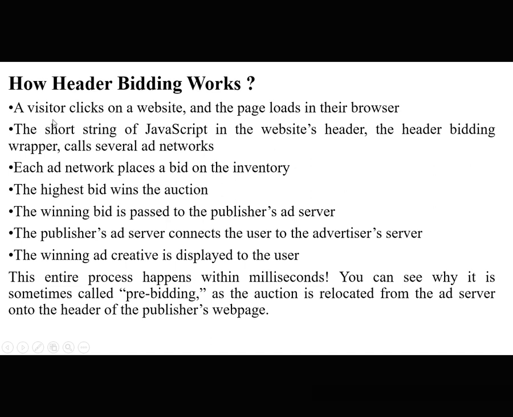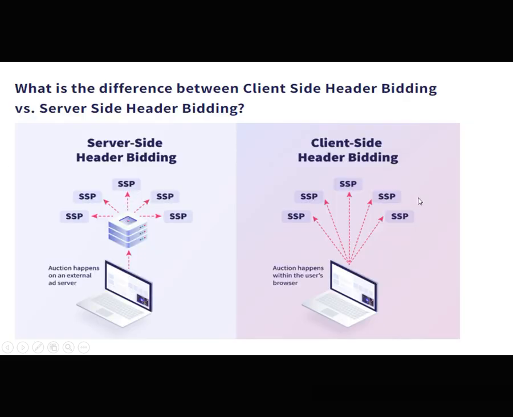So how header bidding works: a visitor clicks on a website and the page loads in their browser. The short string of JS in the website header, the header bidding wrapper, calls several ad networks. Each ad network places a bid on the inventory. The highest bid wins the auction. The winning bid is passed to the publisher's ad server. The publisher's ad server connects the user to the advertiser server. The winning ad creative is displayed to the user. This entire process happens within milliseconds. You can see why it is sometimes called pre-bidding, as the auction is relocated from the ad server onto the header of the publisher's web page.